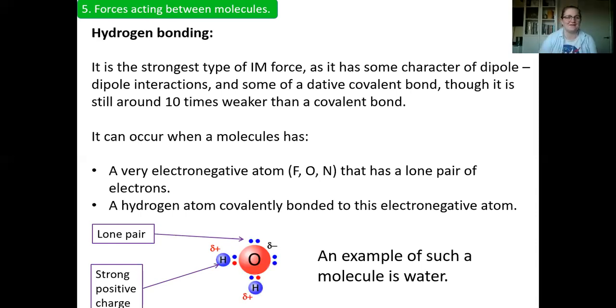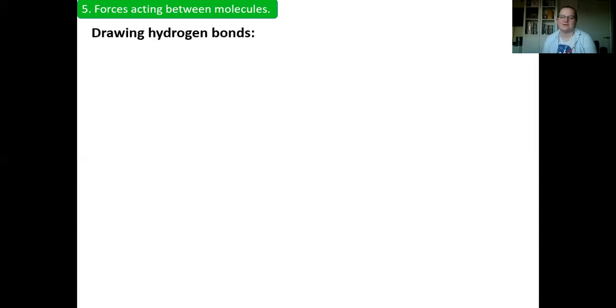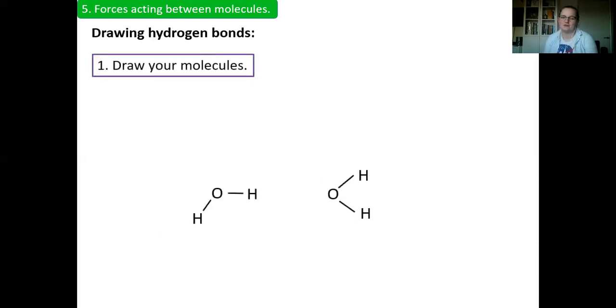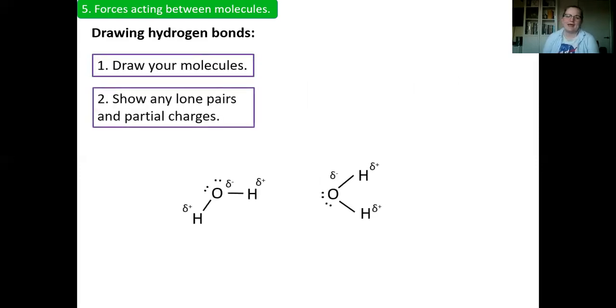So this is our example of water. Water is made up through hydrogen bonding, and it makes this polar molecule. So an example of such a molecule is water. So we've got our lone pair of electrons, and we have our strong positive charges from our hydrogen. So if we were going to draw hydrogen bonds, this is how we would draw our molecules. We would show any lone pairs and our partial charges. In biology, you wouldn't be asked to do this, but in chemistry you are. So what you would do is draw on with dots your lone pairs, and then show your partial charges above each atom, depending on where the partial charge is located. So that's our two water molecules.